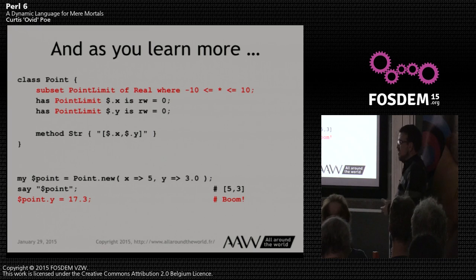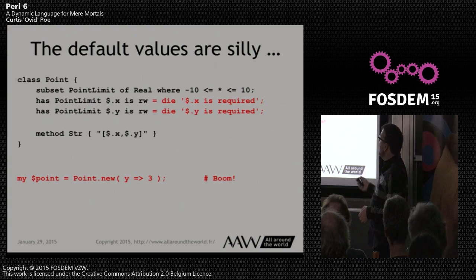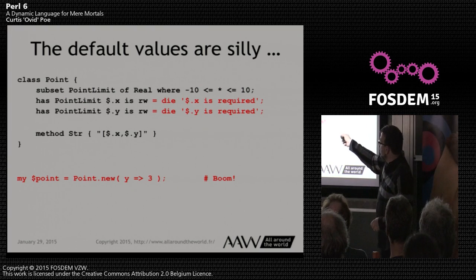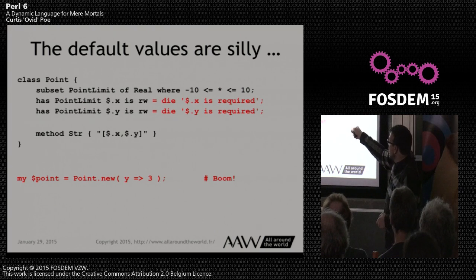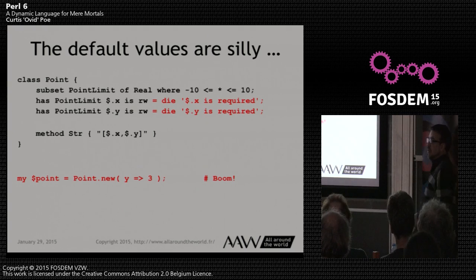But those defaults don't make sense. Why should a point object start at the origin? So we can now simply say equals die, $.x is required, or $.y is required. This actually generates a closure. It's not evaluated at the time of this equals. So this will only be evaluated if you didn't pass in a value for x or y. So now we've made these required. You cannot instantiate an invalid object, and we can't set it to an invalid value.